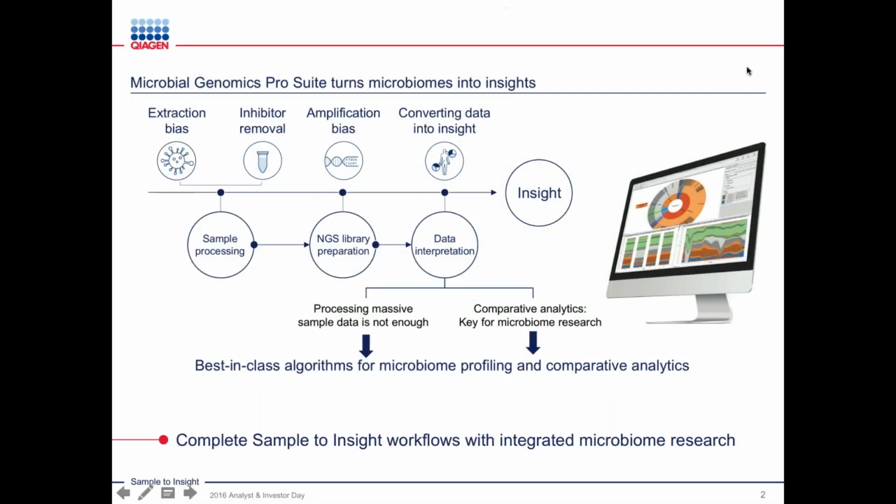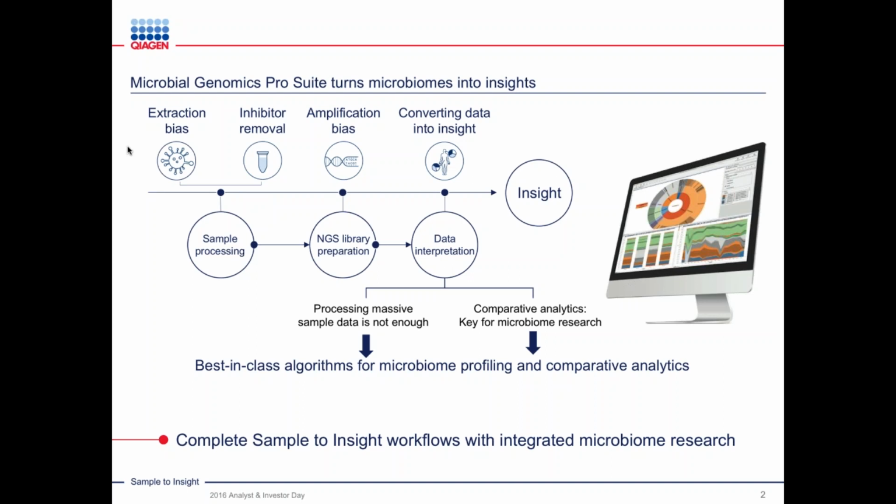This webinar today is the third webinar in a series in which we cover various aspects along the workflow for microbial genomics, or in this case microbiome research. QIAGEN strives to provide researchers with solutions for the problems that occur along all steps of research workflows, such as microbiome research. The first webinar covered the processing of complex microbiota samples and how we can help researchers address problems such as extraction bias or the removal of inhibitors.